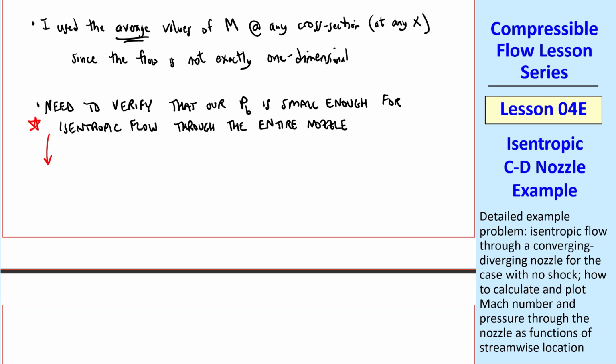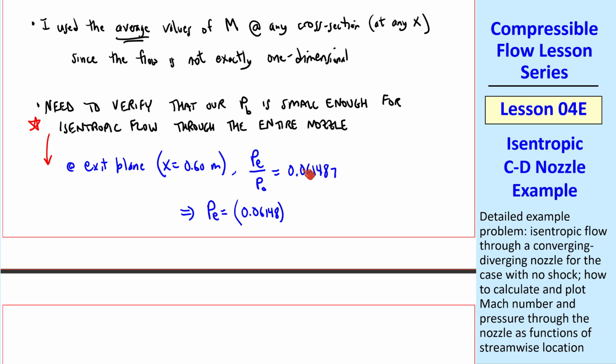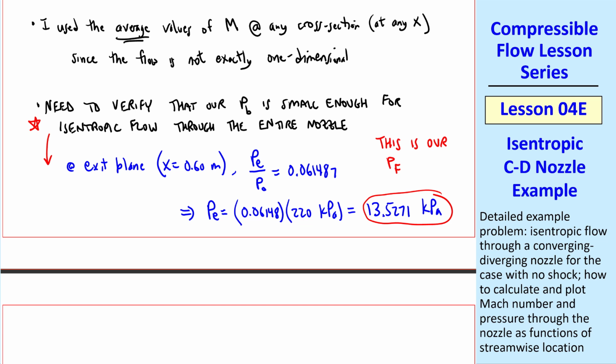How do we do that? Well, at the exit plane, which in our case is at x equals 0.6 meters, as you can see on the table, PE over P naught is 0.061487. Therefore, PE, the pressure at the exit plane, is this ratio times P naught, which was 220 kPa, which gives us 13.5271 kPa. This value is what we called in our previous lessons PF. In other words, the case of ideal expansion with a nice straight jet coming out.